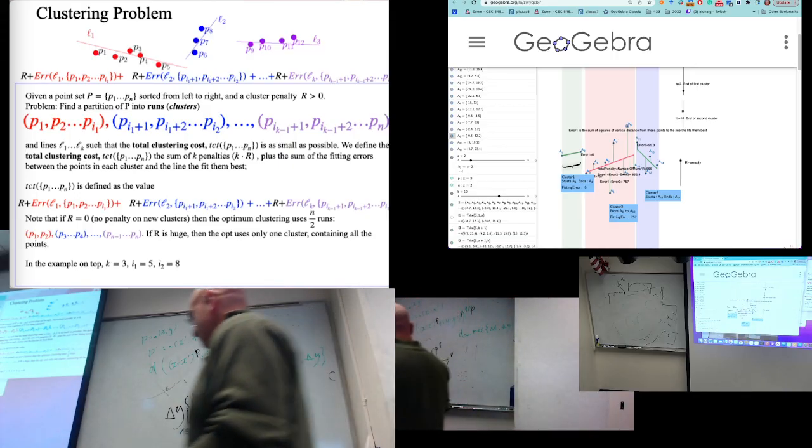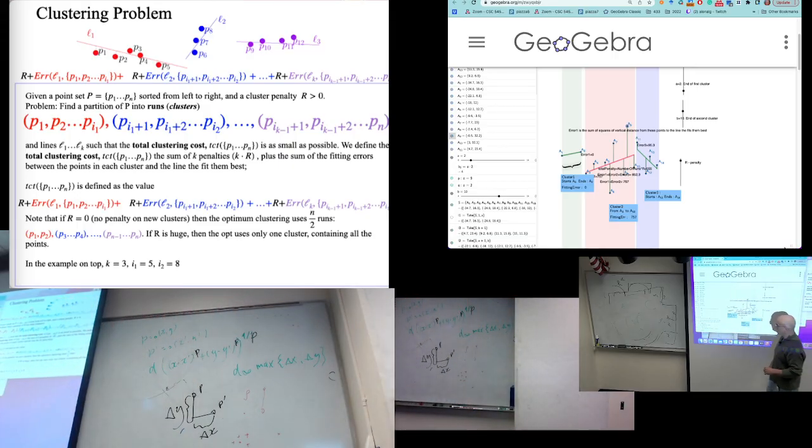to talk about to finish the clustering problem, one of our dynamic programming, maybe our last pure dynamic programming problem, and then talk about DAGs in graphs and Dijkstra, and revisit shortest path.